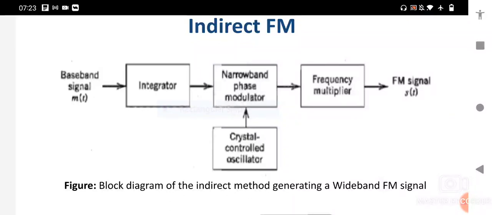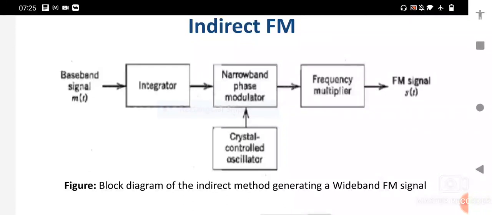Next, the phase modulator output is multiplied by n times. The frequency is multiplied by n times by the frequency multiplier, producing the desired wideband FM wave. The resultant is S of t equal to A1 cos of 2 pi n f1 t plus 2 pi n kf integral 0 to t m of t dt. Then rearranging that equation, S of t is equal to A1 cos of 2 pi fc t plus 2 pi n kf integral 0 to t m of t dt.